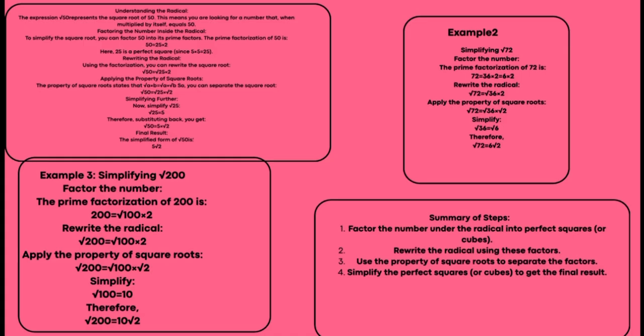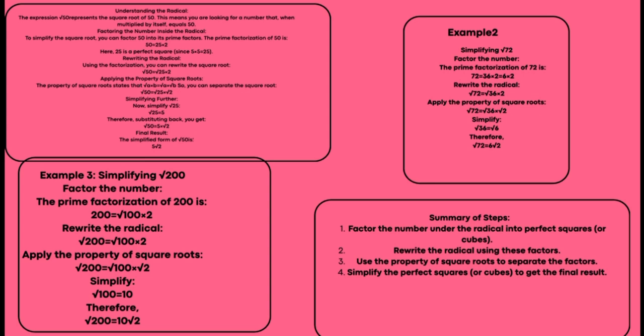Example 1. First, understanding the radical. The expression square root of 50 represents the square root of 50. This means you are looking for a number that, when multiplied by itself, equals 50. Second, factoring the number inside the radical. To simplify the square root, you can factor 50 into its factors. The factorization of 50 is 50 equals 25 multiplied by 2. Here, 25 is a perfect square since 5 times 5 equals 25.